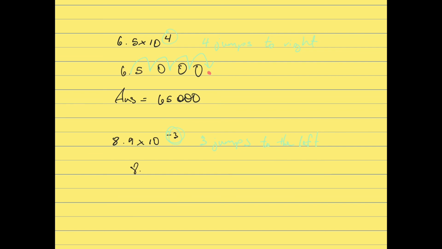So we write our 8.9, and let's move our point those 3 jumps to the left. Now we have 1 jump, 2 jumps, 3 jumps, and we put our new decimal point. Now our next step would be to draw in our zeros in those empty jumps. So our answer now is 0.0089, and that is our answer for this question.